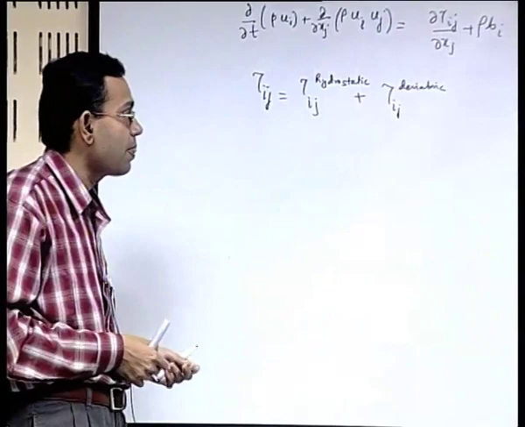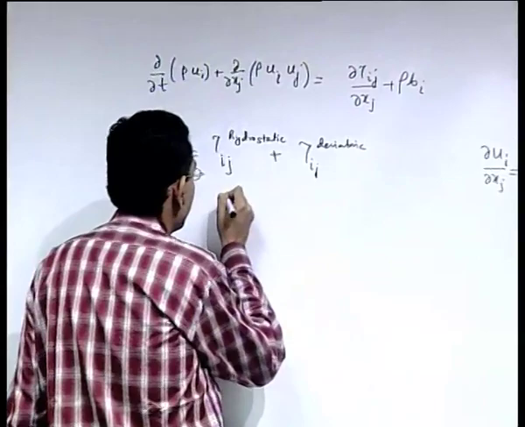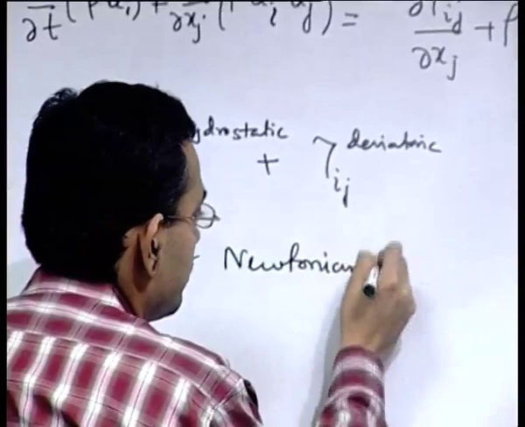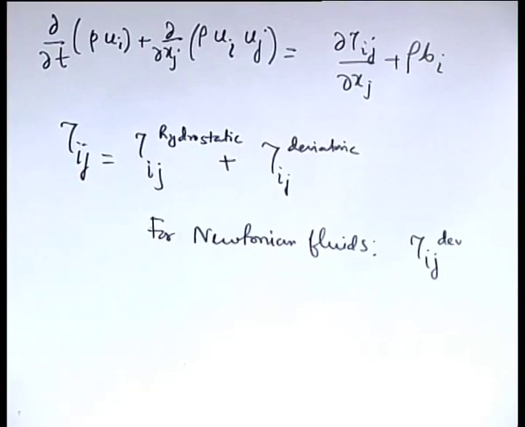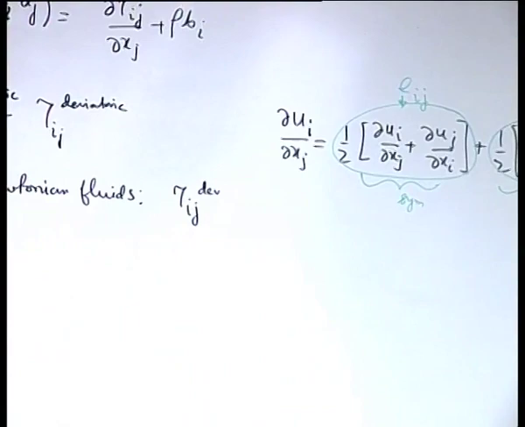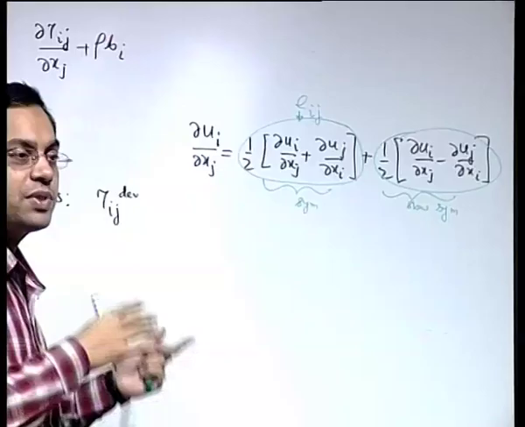So, for Newtonian fluids, you have tau ij deviatoric somehow related to some E. Now, what maps tau to E? We had seen earlier that there is a second order tensor which maps a vector onto a vector, and we saw an example of that in terms of the Cauchy's theorem.